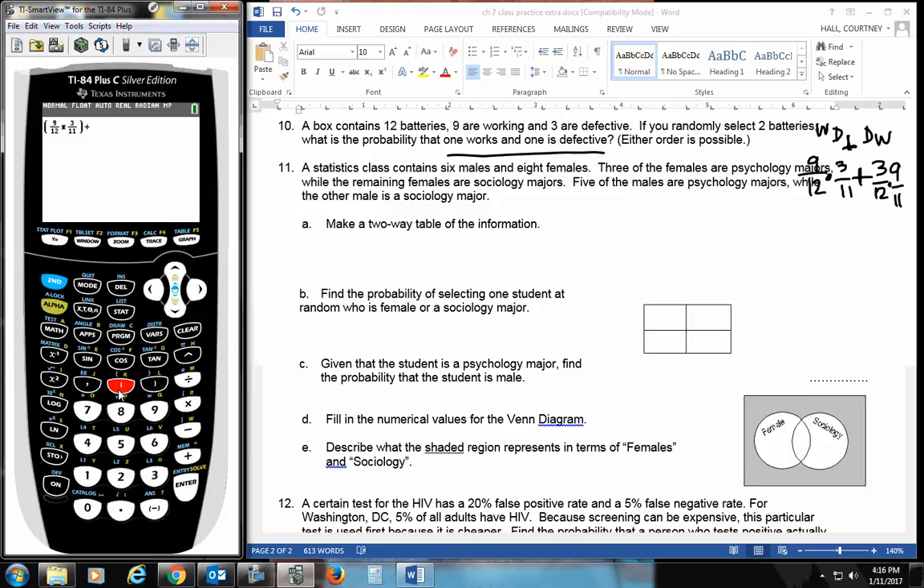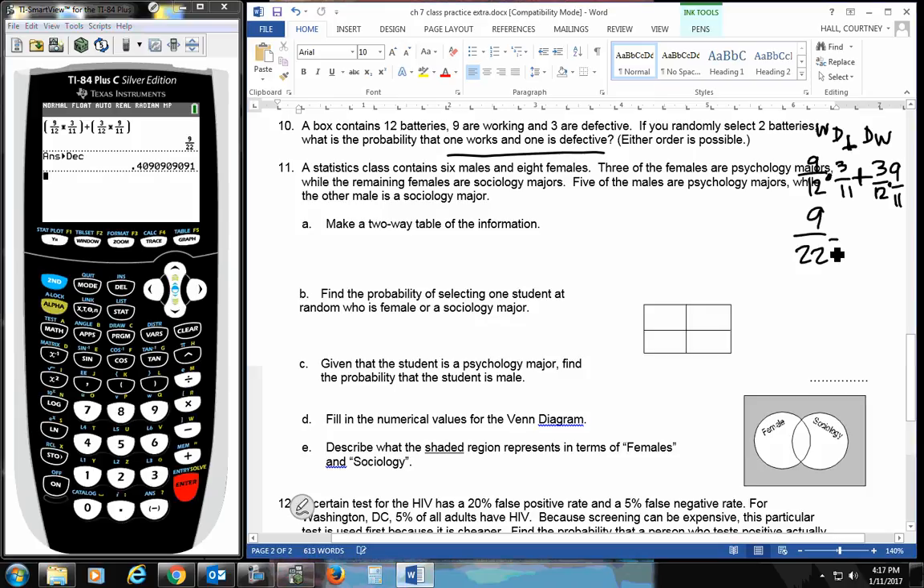Or the other possibility is that I could get a defective one first. So I'm going to go 3 out of 12 and then get a working one my second time, so times 9 out of 11. So that gives me 9 out of 22. Convert that to decimal. I could also call that about 41% of the time. So I would accept the answers 9 over 22 for this problem, or 0.4091, about 41% of the time.